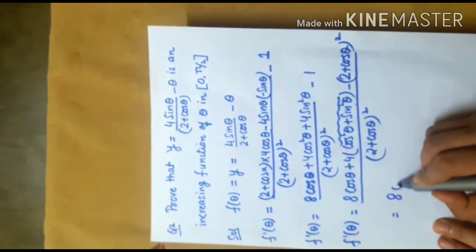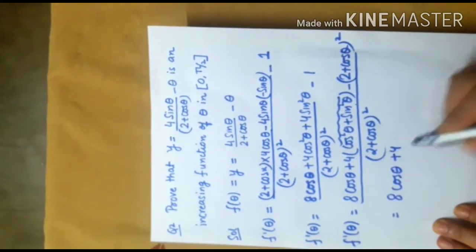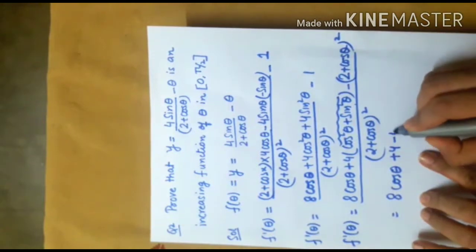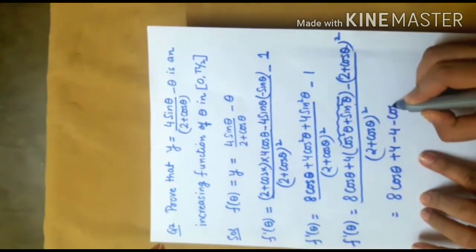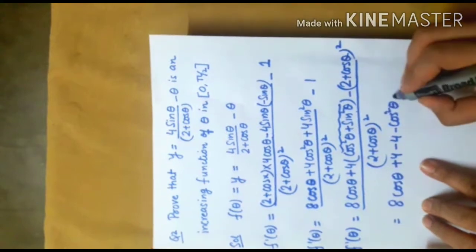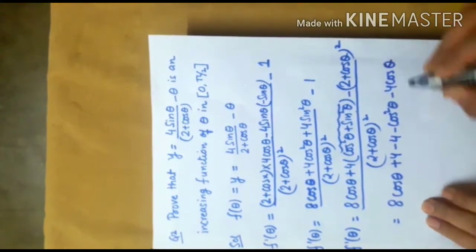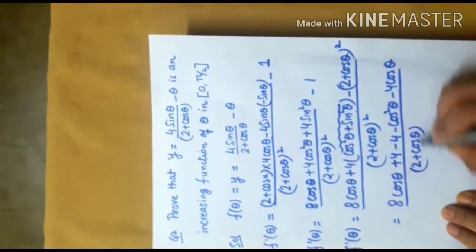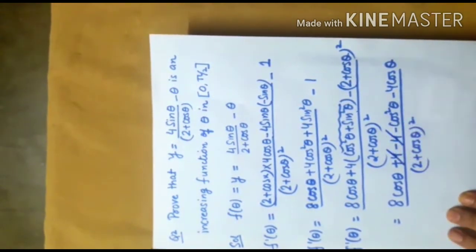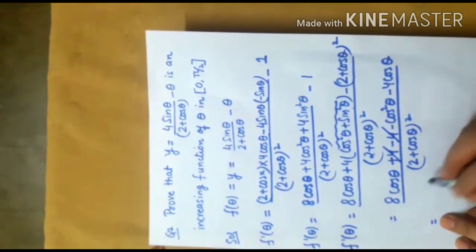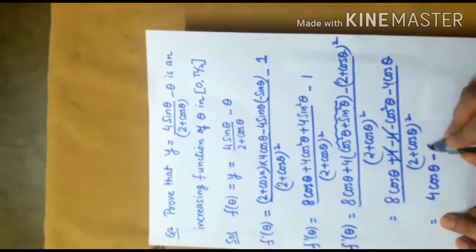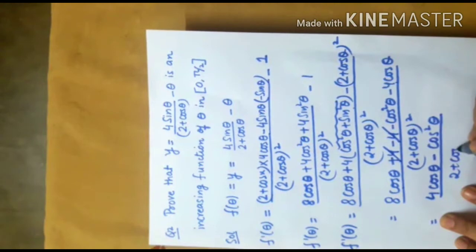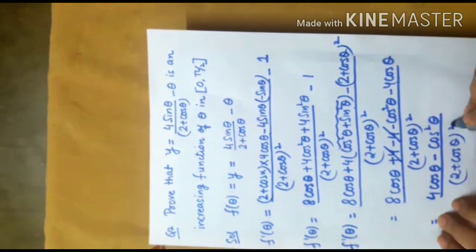So I'll get 8 cos theta plus 4, and I open the square, I'll get minus 4 minus cos square theta minus 4 cos theta, whole divided by 2 plus cos theta whole squared. This will get cancelled out. So 8 cos theta minus 4 cos theta will give you 4 cos theta minus cos square theta, whole divided by 2 plus cos theta whole squared.